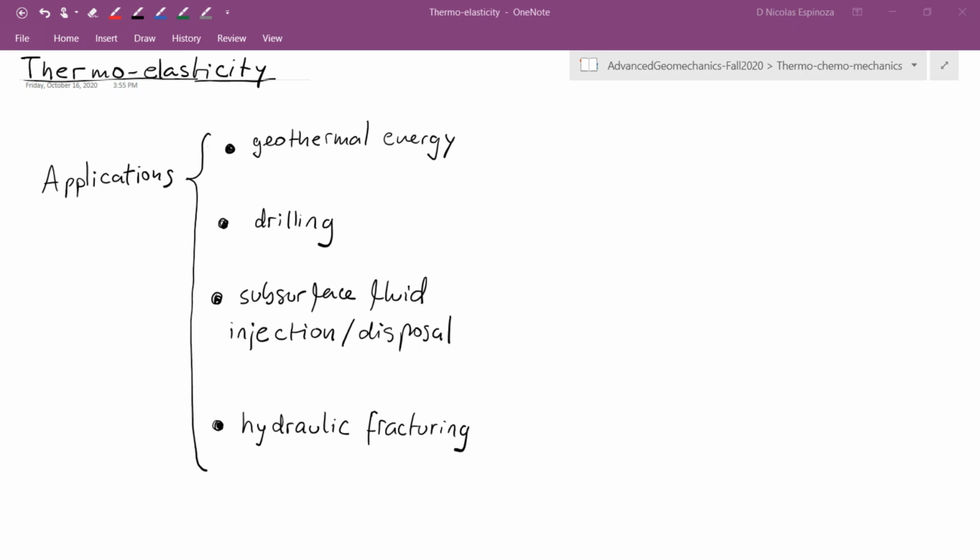In thermoelasticity, we study the response of a solid to changes of temperature and changes of stress, and how that solid deforms as a response of those. There are several applications in the subsurface, most notably and most intuitively geothermal energy.